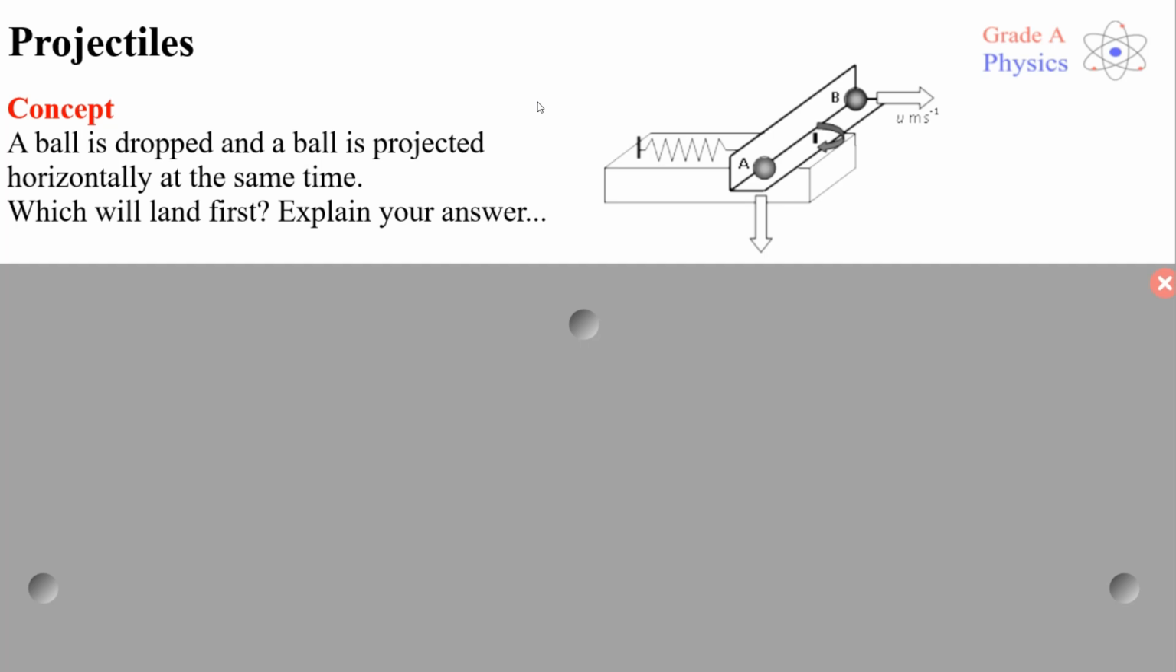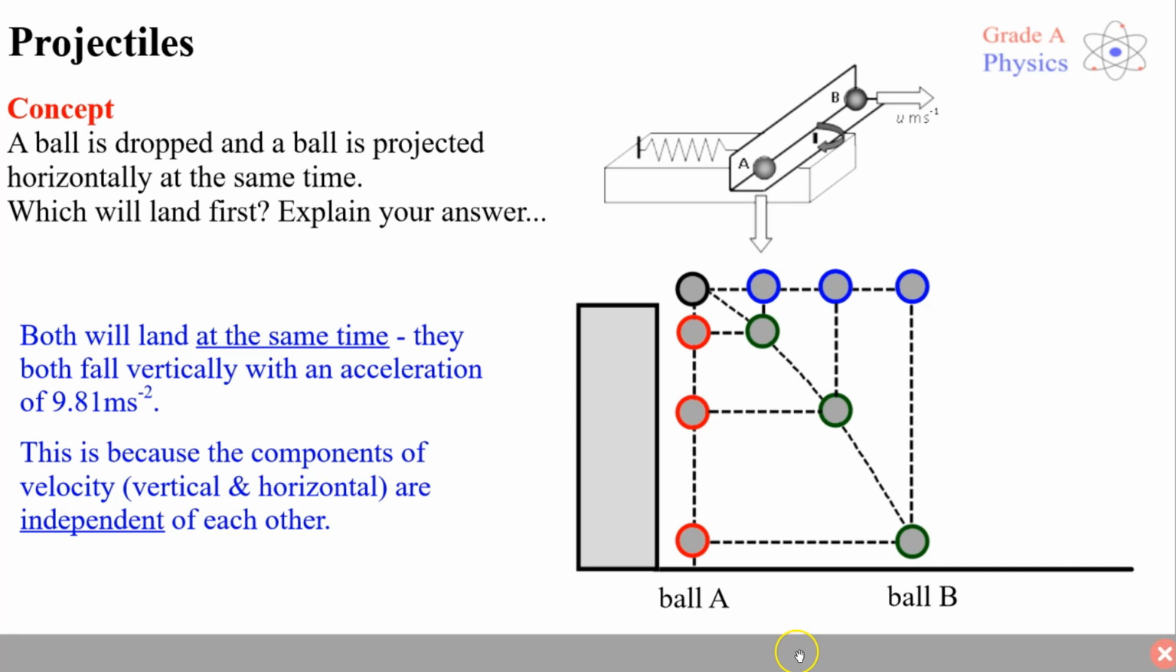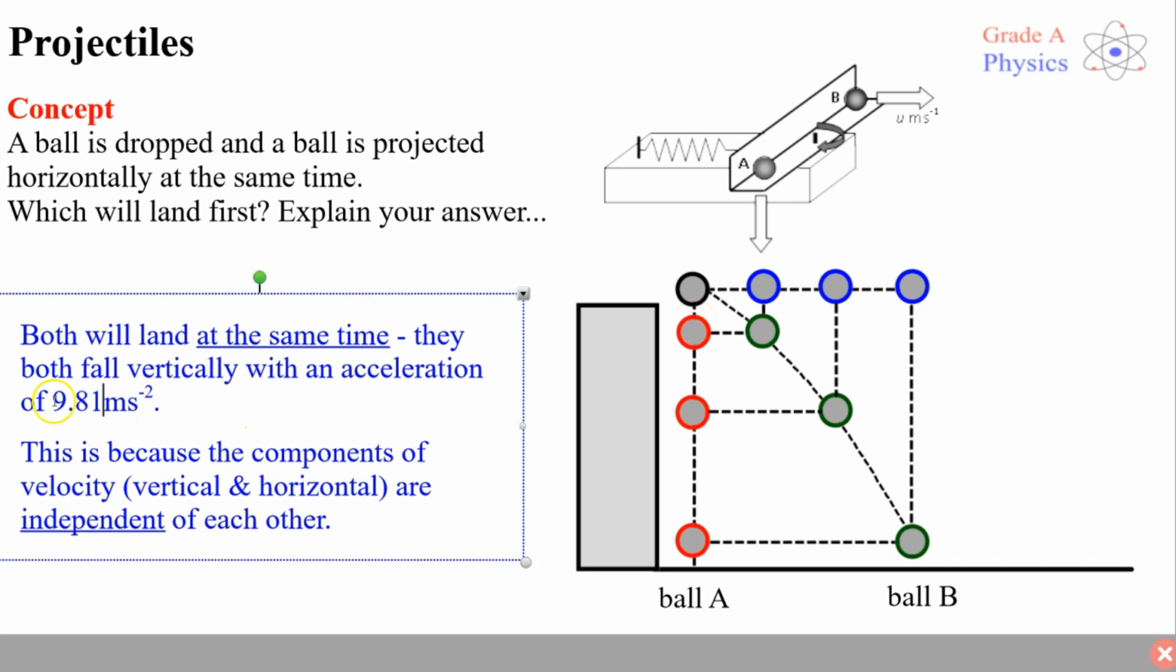Now, you may know this intuitively, or you may get stuck at this first point, because the counterintuitive incorrect answer is that B has more energy or more force or something, so it spends longer in the air, and that's just not true. So they both land at the same time, so maybe you knew that, or maybe you intuited it. And the reason why is because they both have a vertical acceleration of 9.81 meters per second squared. They are both falling freely due to gravity vertically. So they both cover that vertical distance in the same time.